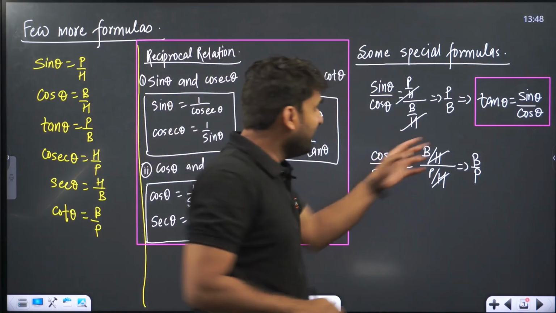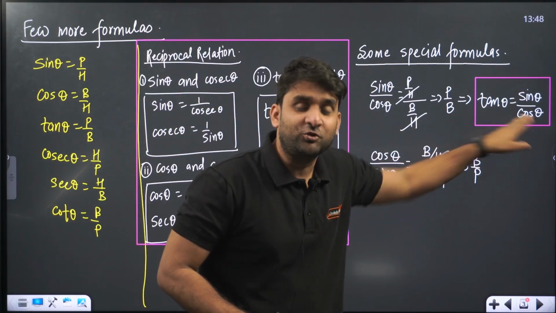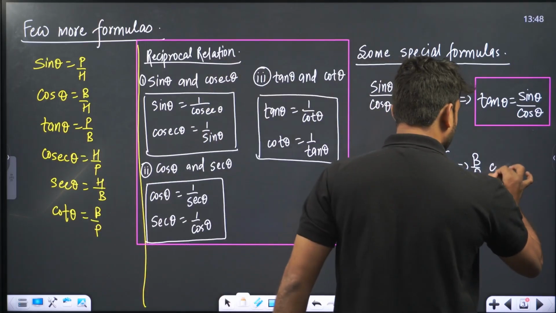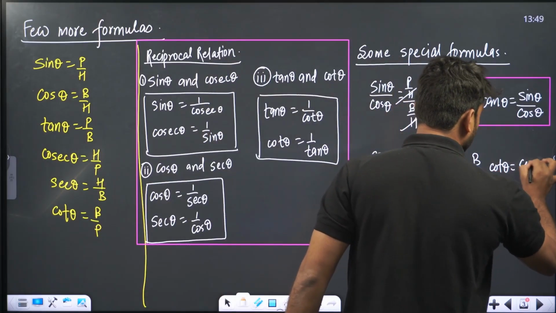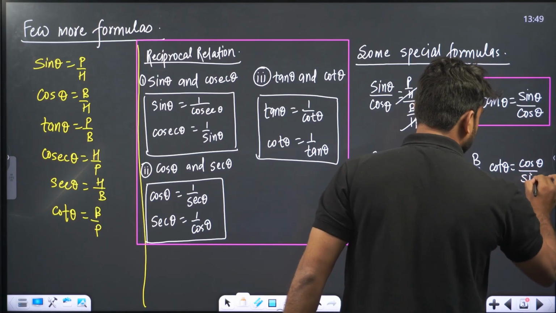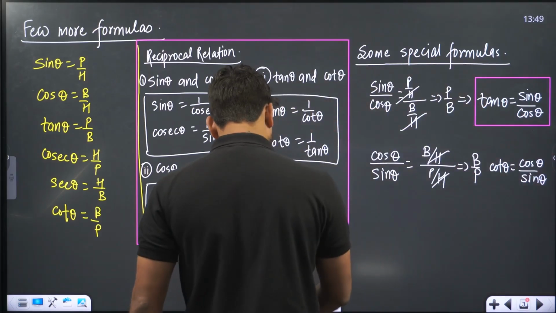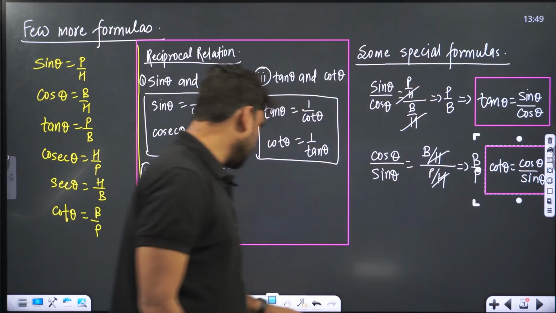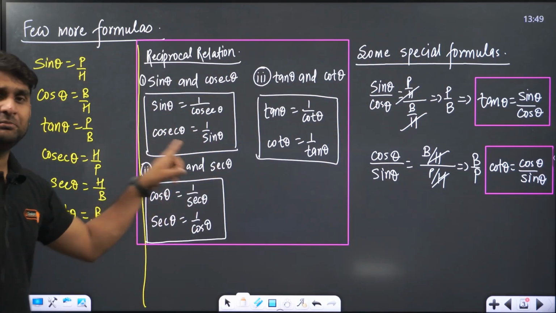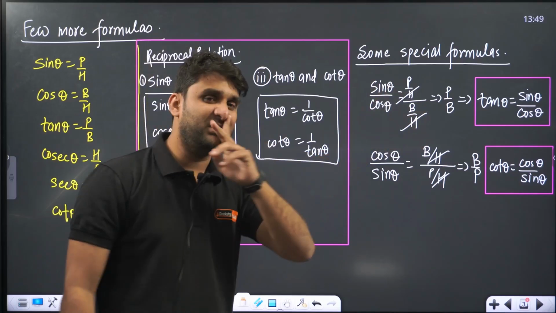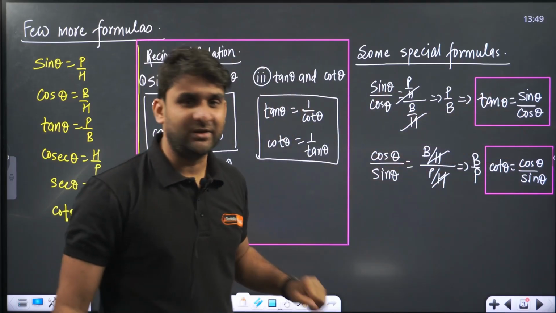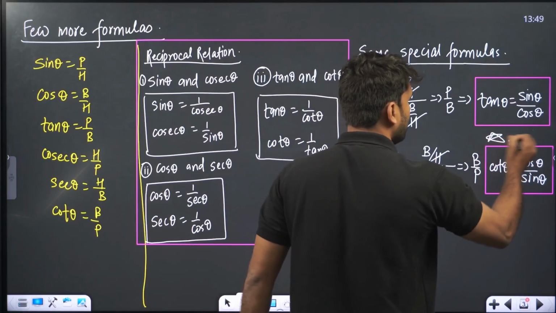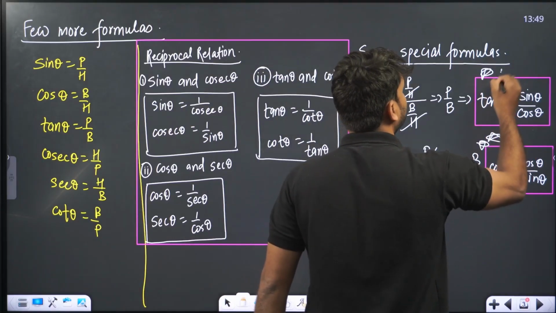So my dear, if tan theta is sine by cos, so what will be cot theta? Cos by sine. So we have one more formula, cot theta is equal to cos theta divided by sine theta. I hope this is clear to you all. So we have few more special formulas. So clear everyone? Reciprocal relation and some special formulas. Tan theta is equal to sine theta by cos theta, and cot theta is equal to cos theta by sine theta. This is really important. Very important, both the formulas.